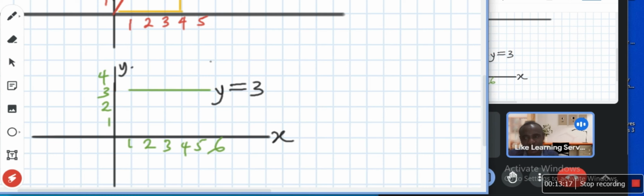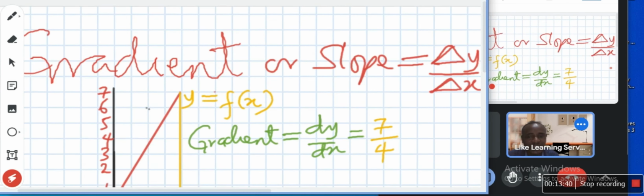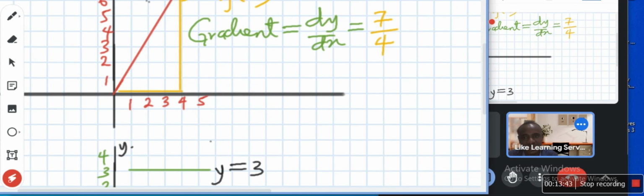What I'm basically saying is this. Anytime a line is just horizontal, it is not sloping. It's not sloping upward, neither is it sloping downward. No steepness. Is this green line that I drew steep? No. It doesn't have any steepness. In fact, slope or gradient is a measure of steepness.